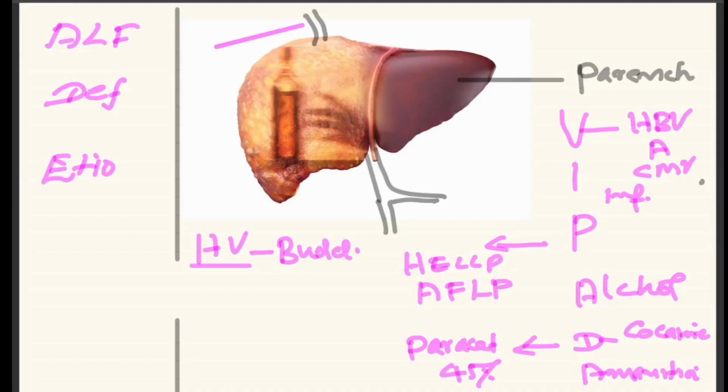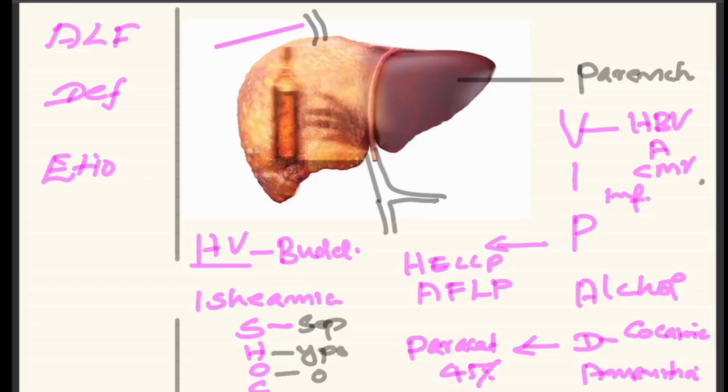Next, very important is ischemia to the liver. Ischemia, remember by the term shock liver. S stands for sepsis, H for hypertension, O for obstruction, C for cardiac, and K for combined combos. So ischemic liver injury is very important. It can occur in hypovolemia, hypertension due to any cause.